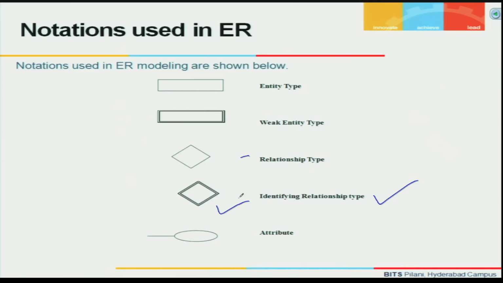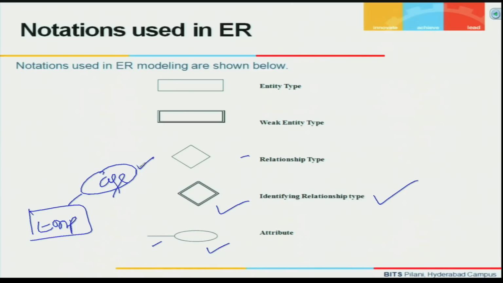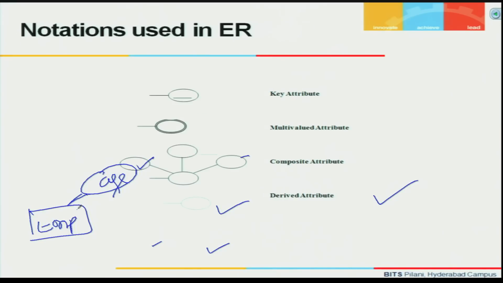Then all attributes: every entity type will have some attributes, and we represent them in solid line ovals, which are attached to the corresponding entity type using straight lines like this. Okay, suppose I have an employee entity, and this is the attribute age. This oval indicates the attribute, and this is the line which is going to attach this attribute to the corresponding entity type.